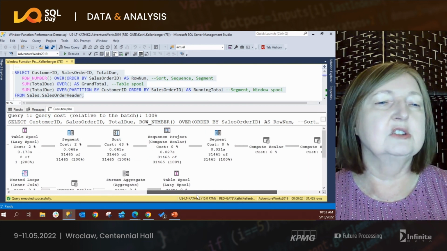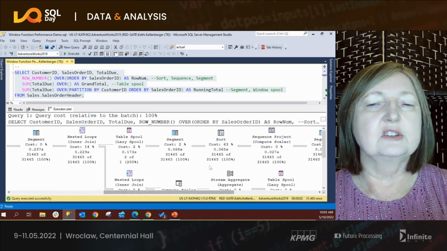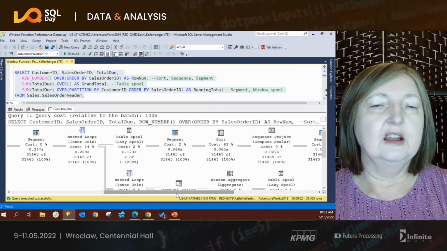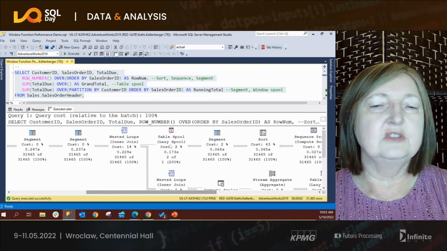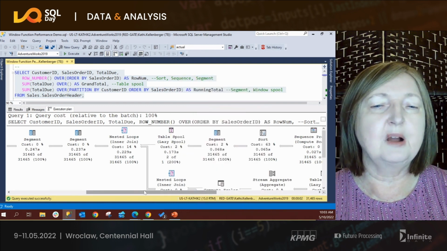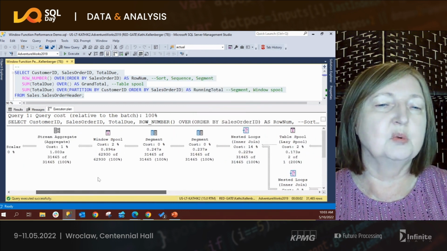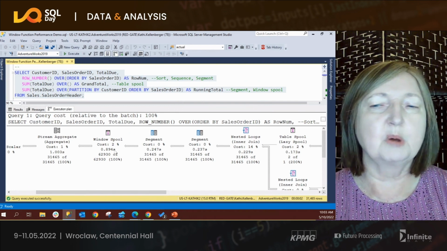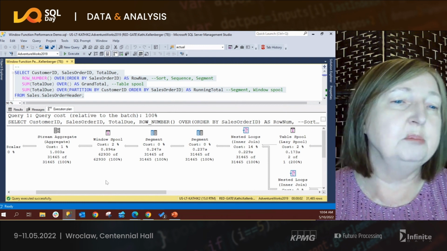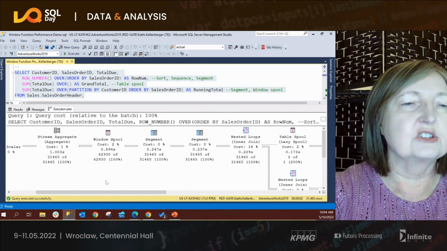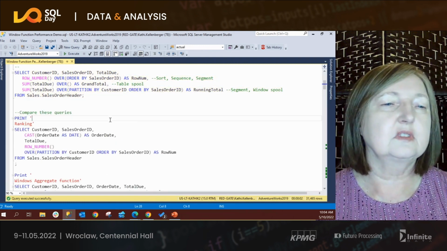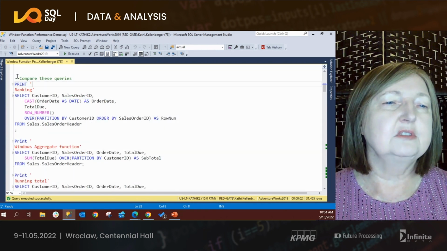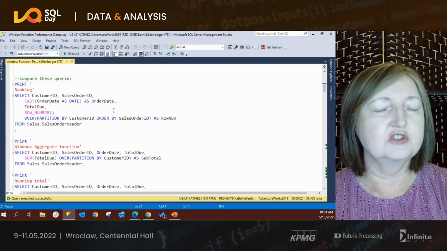So the things I would be concerned about here are the sort and the table spool operator and possibly the window spool operator. Those both show a small percentage of the cost, but they could be a large amount. It's just not telling us that. So I'm going to compare each type individually.